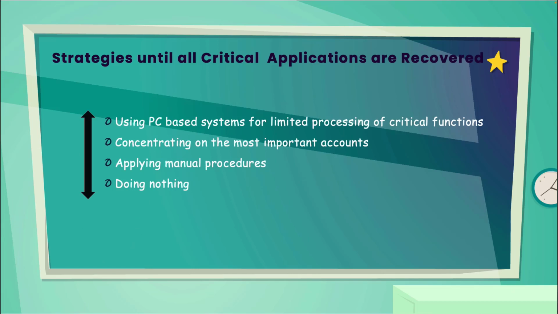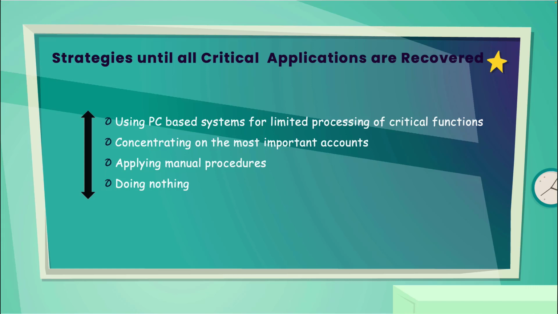When there's downtime, there are some strategies. If you are using a fully redundant site, you can shift to this site and the business will continue as usual. If you are not using these high redundancies and high availability technologies, you can go back to the basics. You can use PC-based systems to limit the processing of critical functions locally, or concentrate on the most important business accounts. You can also go to pen and paper, or actually do nothing and just wait for the IT team to recover the systems.